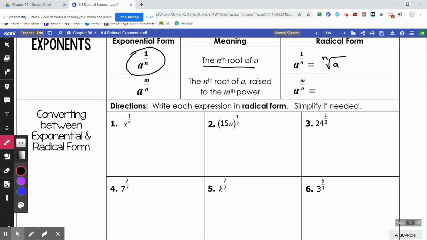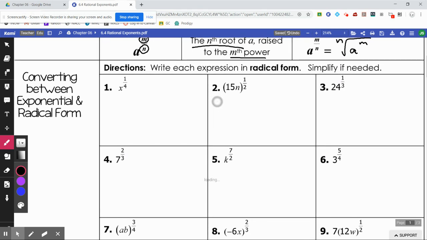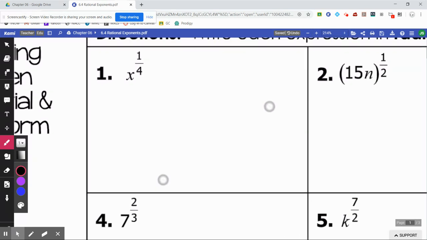A to the m over n power is the nth root of a raised to the mth power. So the top number is a power, the bottom number is the index on your radical. So a to the m over n power is the nth root of a raised to the m power. Is how you're going to rewrite that. So let's convert between some exponential and radical forms. Each of these, again, we're going to write in radical form and simplify as needed.